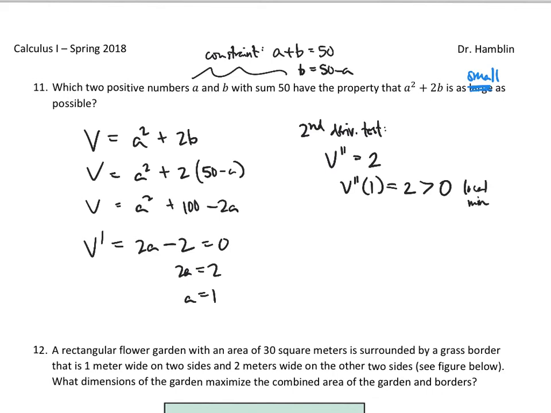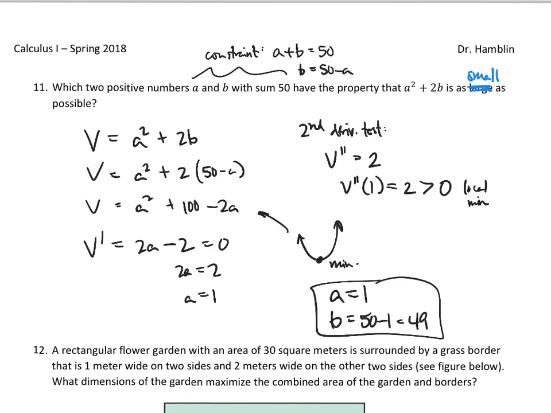Another way to see why this would be a minimum is that this is a parabola, right? It's positive value of the coefficient of a squared, and so this is a right side up parabola, and so the critical point that we get really is a minimum. So the answer to the question, which two positive numbers? Well, a would be 1, and b would be 50 minus a, 50 minus 1, which is 49. So those are the two numbers we're looking for.